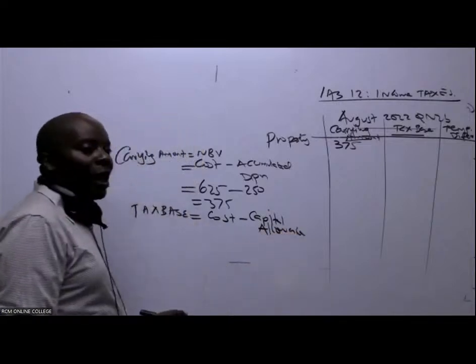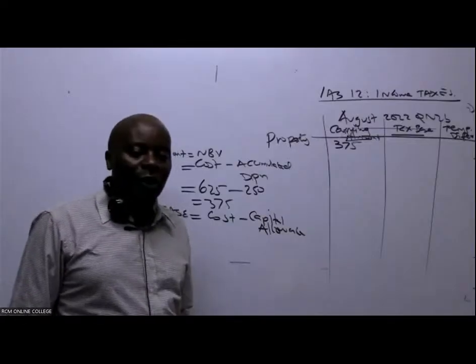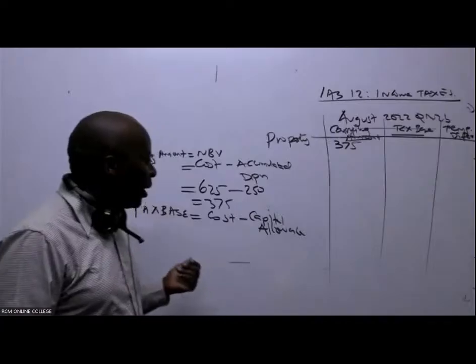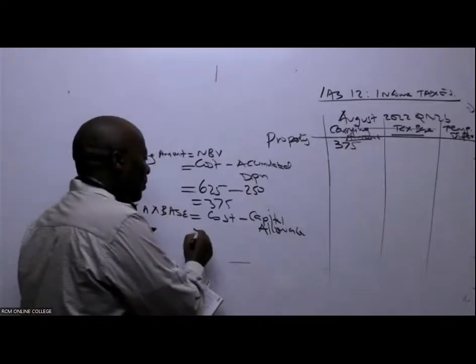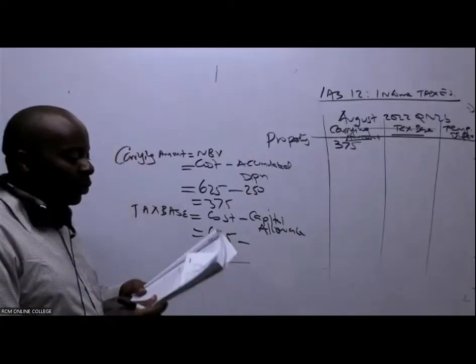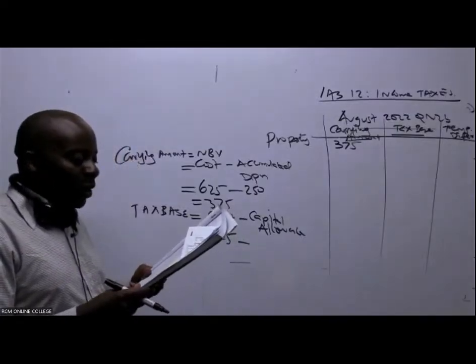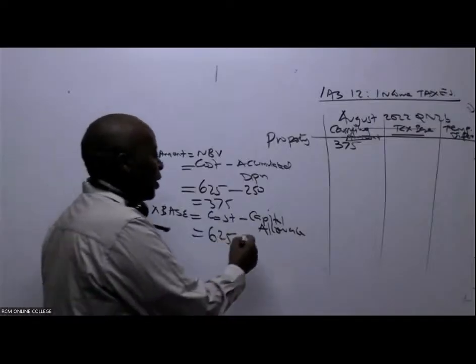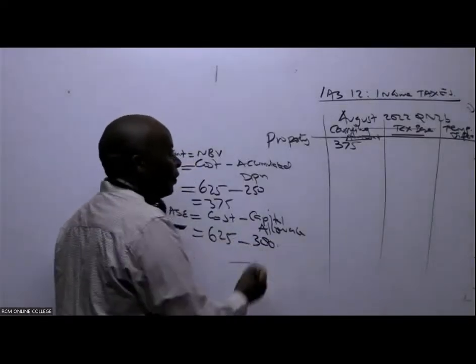So the taxman will allow what we call capital allowances, the wear and tear. This guy is charging depreciation here. So the cost will always be the same. 625 minus capital allowance. Are you able to see the capital allowance? The capital allowance, ladies and gentlemen, we're given there is 300. Capital allowance given there is 300.